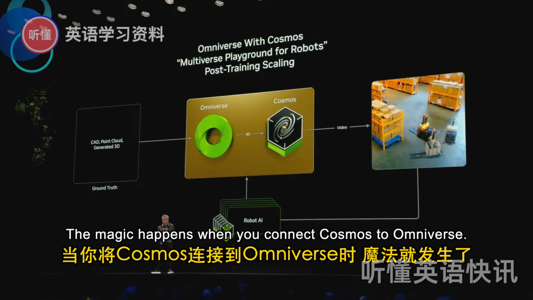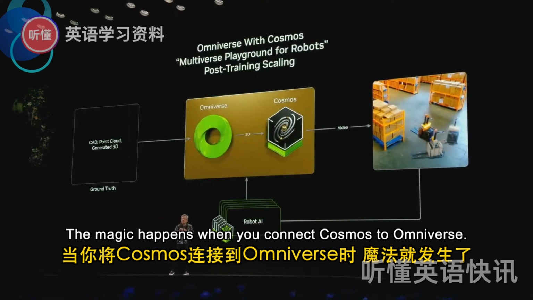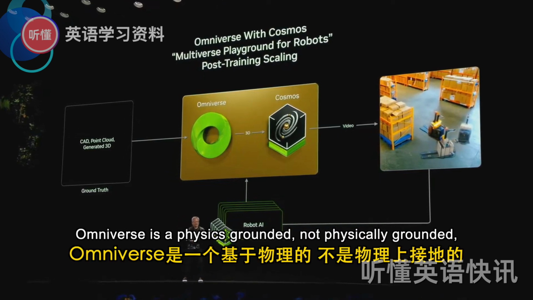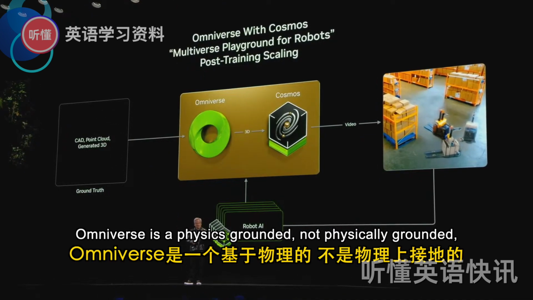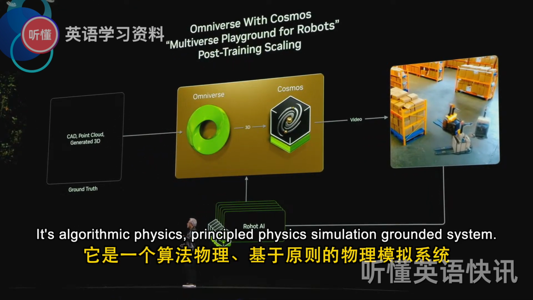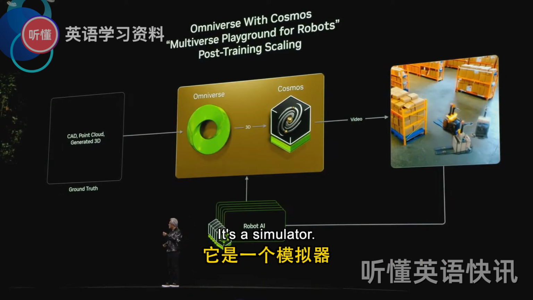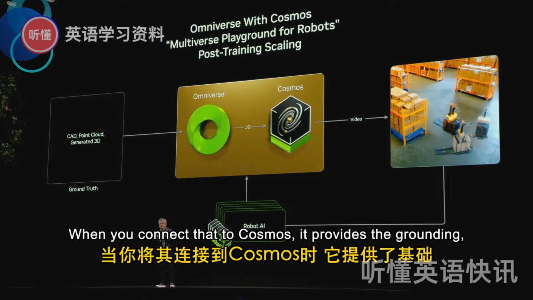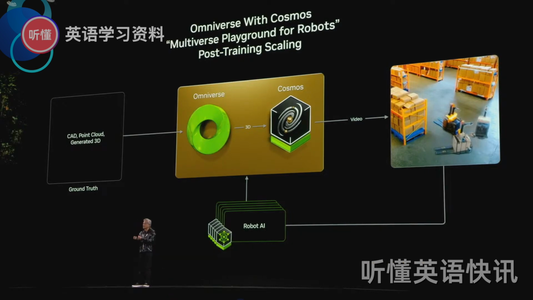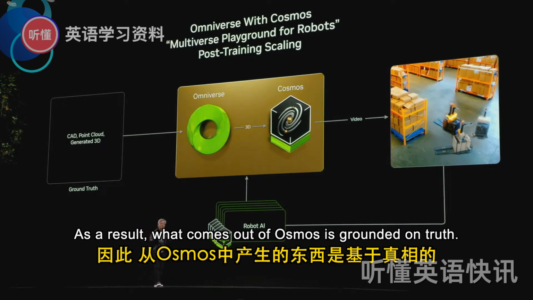The magic happens when you connect Cosmos to Omniverse, and the reason fundamentally is this. Omniverse is physics grounded. It's algorithmic physics, principled physics simulation grounded system. It's a simulator. When you connect that to Cosmos, it provides the grounding, the ground truth that can control and condition the Cosmos generation. As a result, what comes out of Cosmos is grounded on truth.